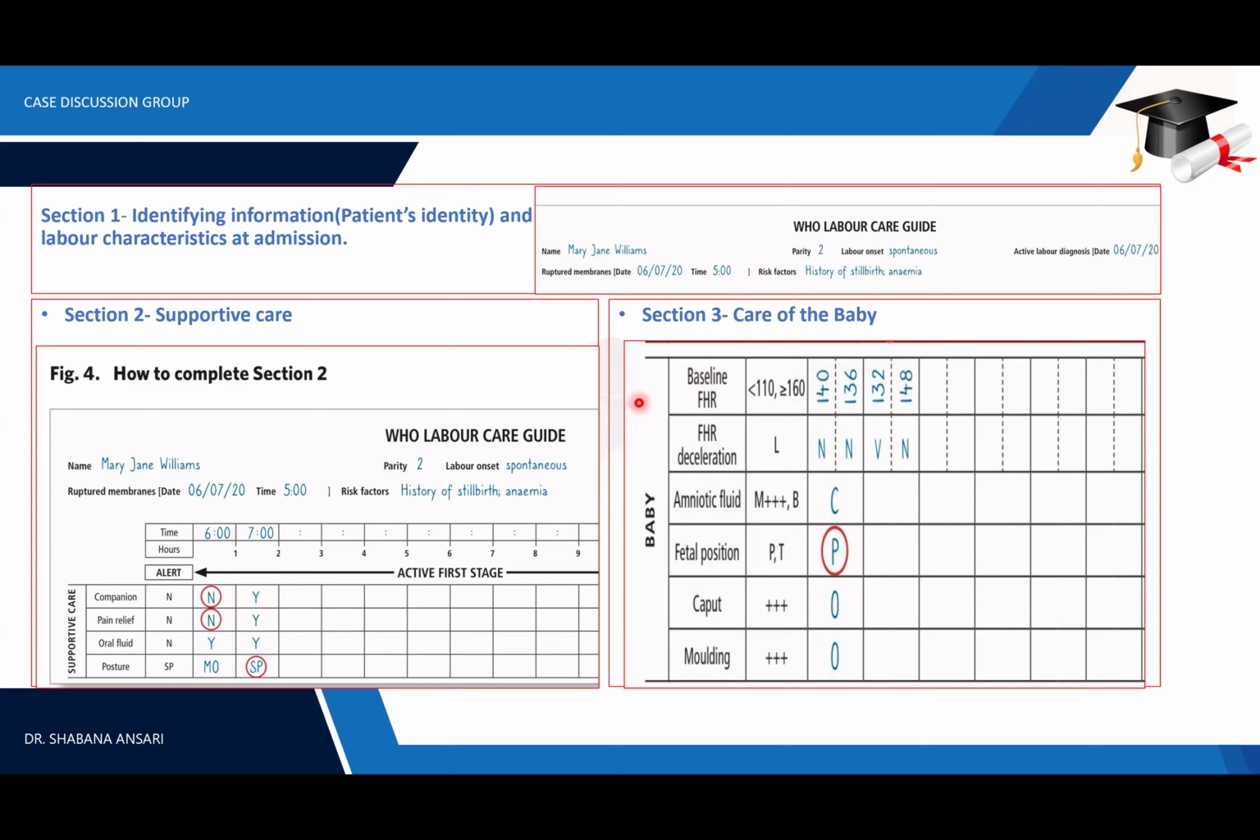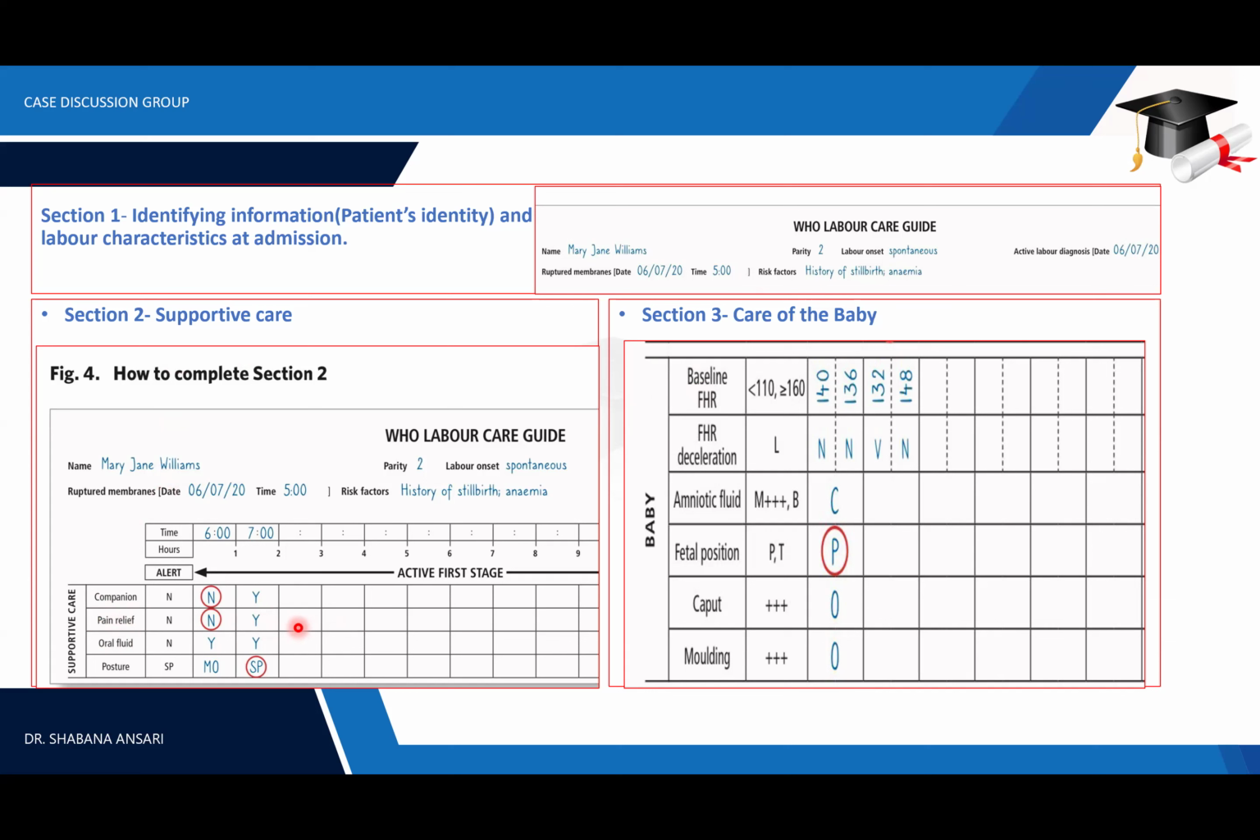But keep in mind, you also have to talk about the domains. One is communication with colleagues, the junior with whom you're interacting. Other colleagues will be your midwife, your anesthetist, your consultant. So in section 2, if there is no pain relief and she wants pain relief, because we have to assess her every hour, and if she wants epidural, we have to inform the anesthetist.